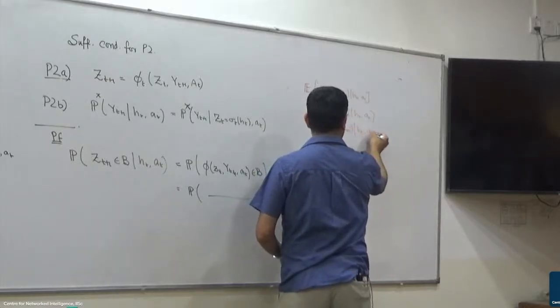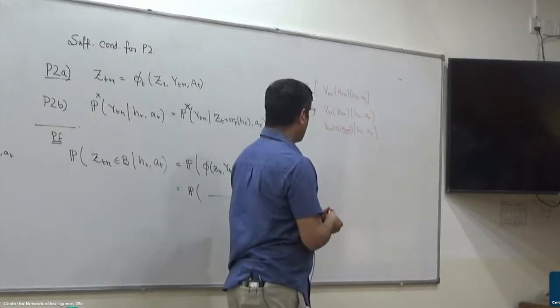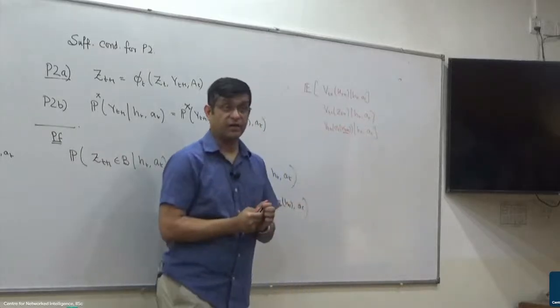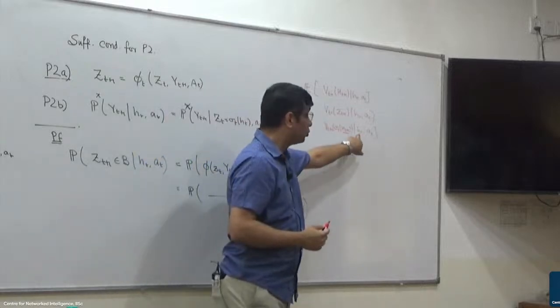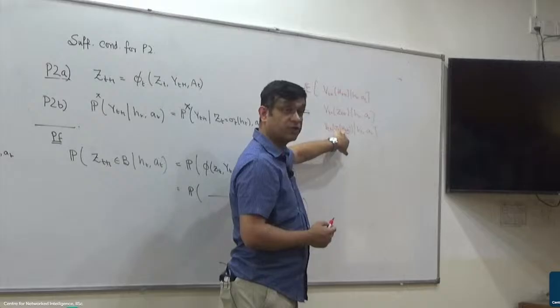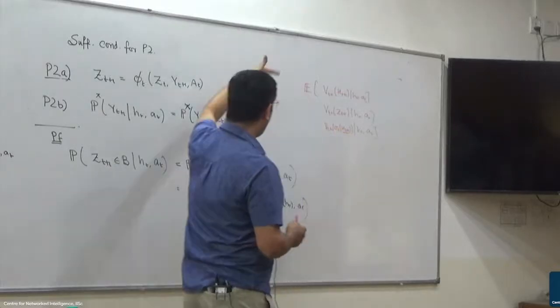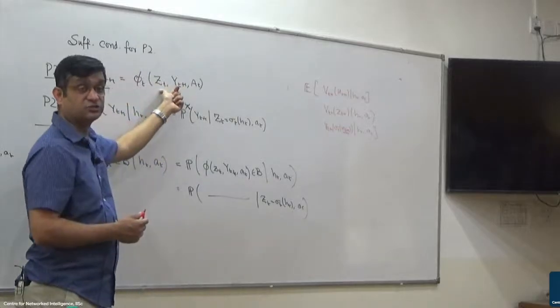But unless I have some way of compressing the past history here, I'll not be able to throw the history. Even if Y t plus 1 I can predict, I need to keep track of the history here. So if I want to throw the history, I need to say that I could have compressed the history with just Y t.